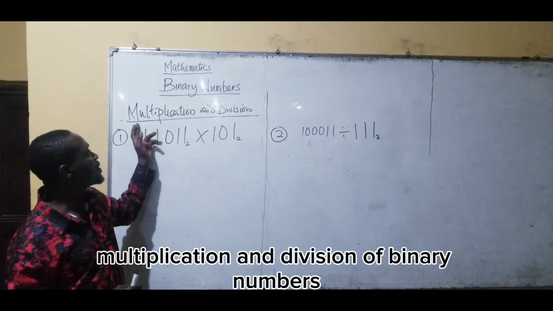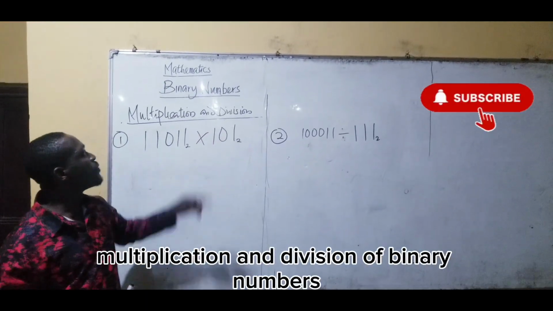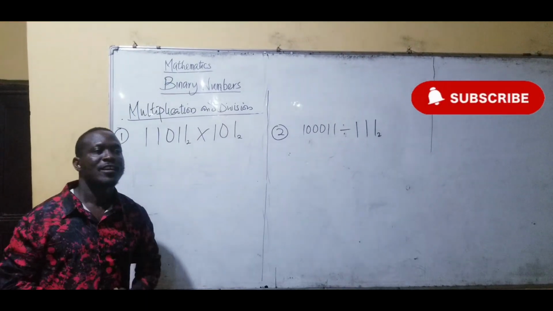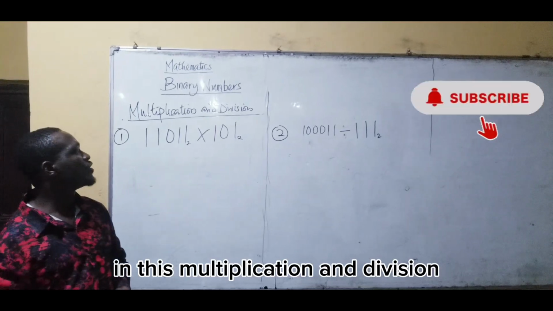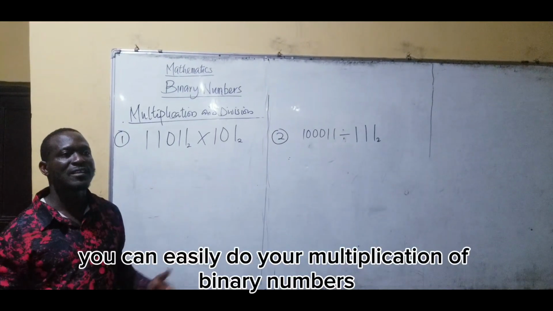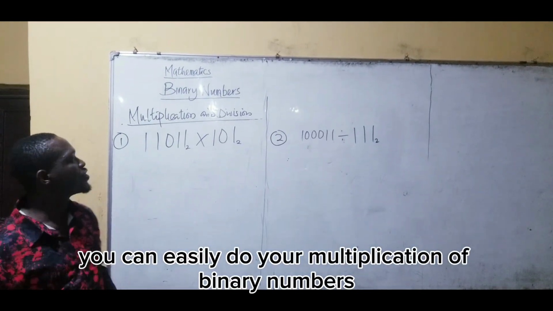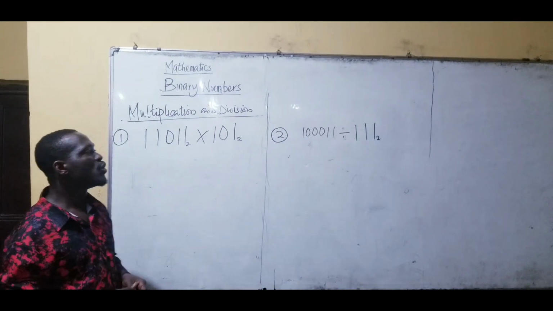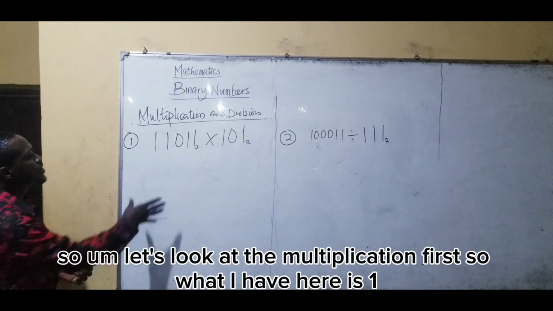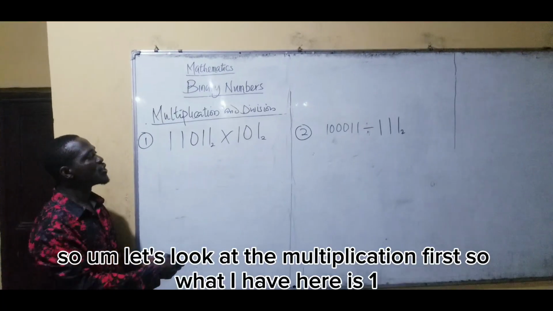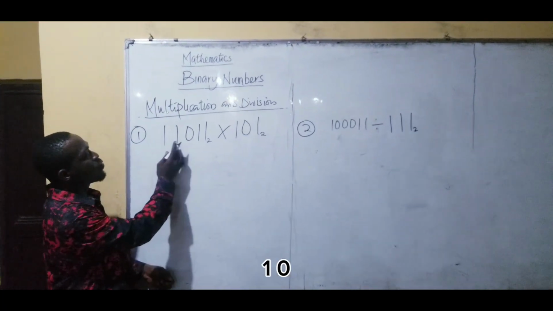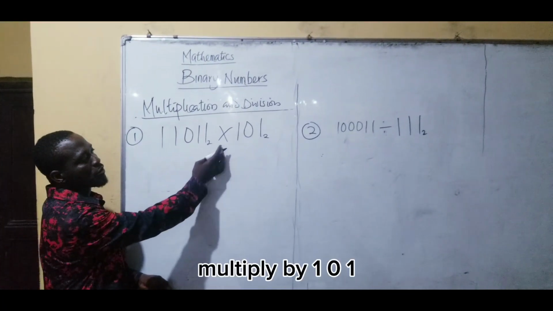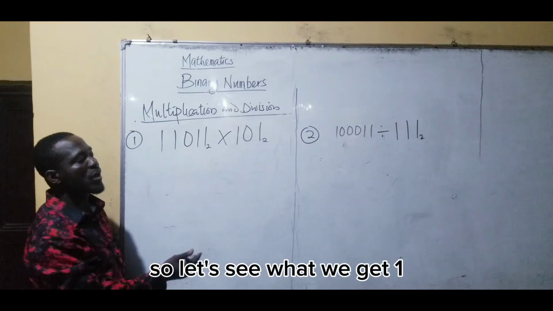Multiplication and division of binary numbers. In this multiplication and division, you will understand how simply you can easily do your multiplication of binary numbers and also how to do your division. So let's look at the multiplication first. So what I have here is 11011 multiplied by 101. So let's see what we get.